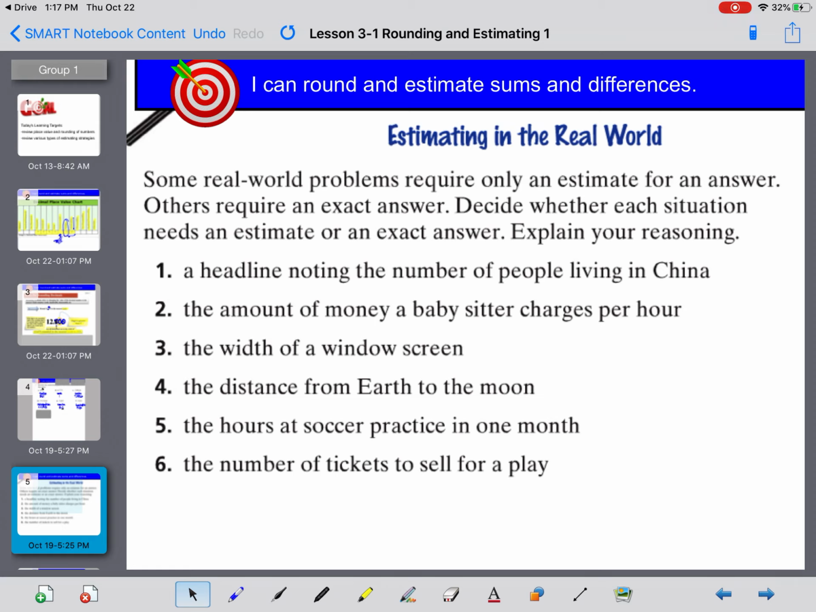Moving on, how does this affect the real world? Some real world problems require only an estimate for an answer. Others require an exact answer. Decide whether each situation needs an estimate or an exact answer, and then explain. Number 1, a headline noting the number of people living in China. Because the number of people living in China is such a large and ever-changing number, that would be best to use as an estimate.